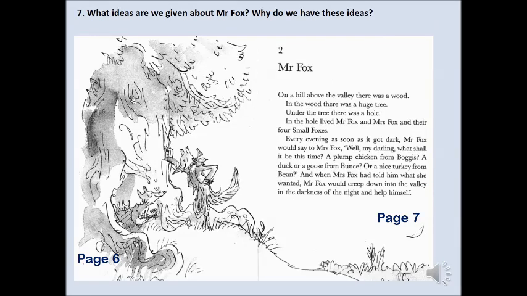What ideas are we given about Mr. Fox, and why do we have these ideas? So we've got a little bit of information on page 7. Every evening, Mr. Fox, and we can see from this picture here, Mr. Fox asks Mrs. Fox and the children what they want for dinner. Okay, this suggests to me as the reader, and please excuse my writing, I can't do it very well on my laptop, that Mr. Fox is kind. It also suggests to me that he is caring and he is trying to look after his wife and his children by going to get them some food. Okay, that is what that suggests to me.